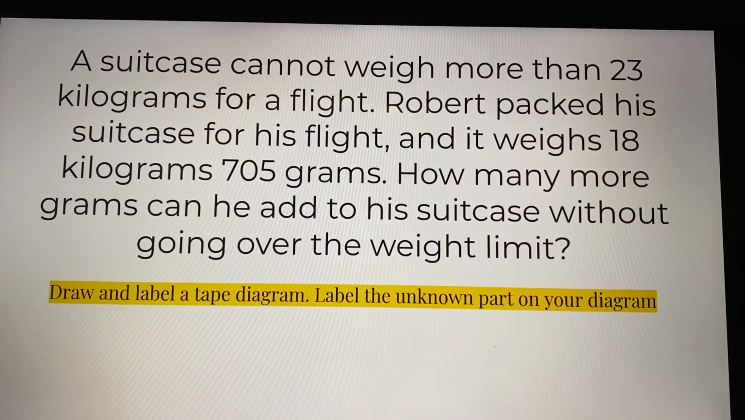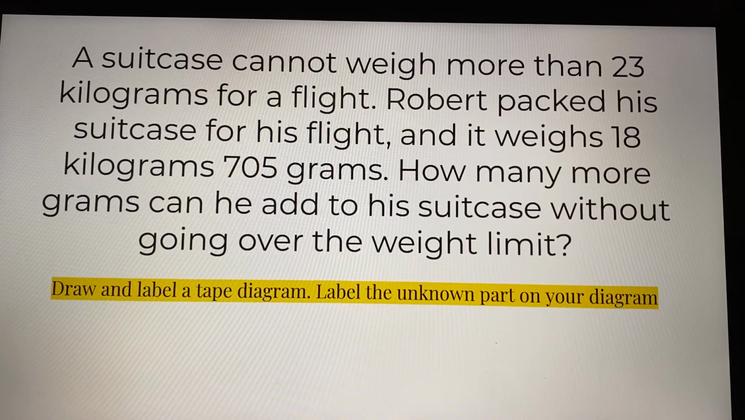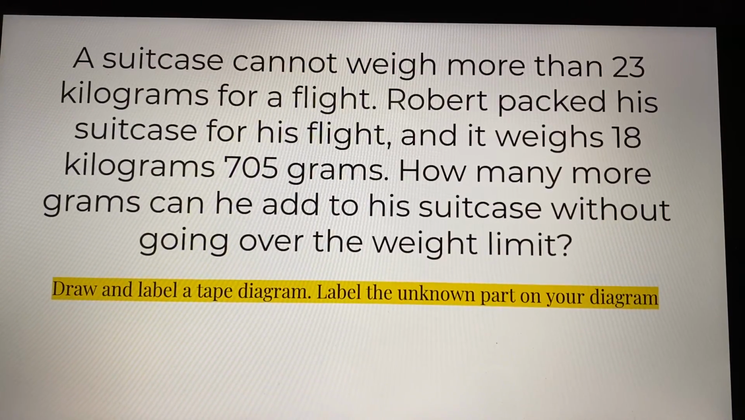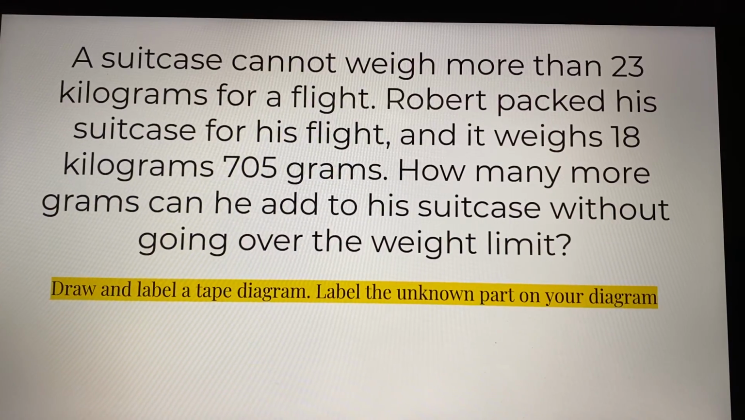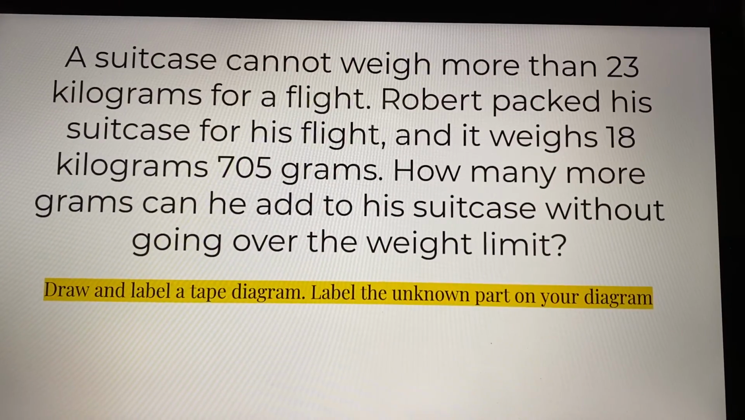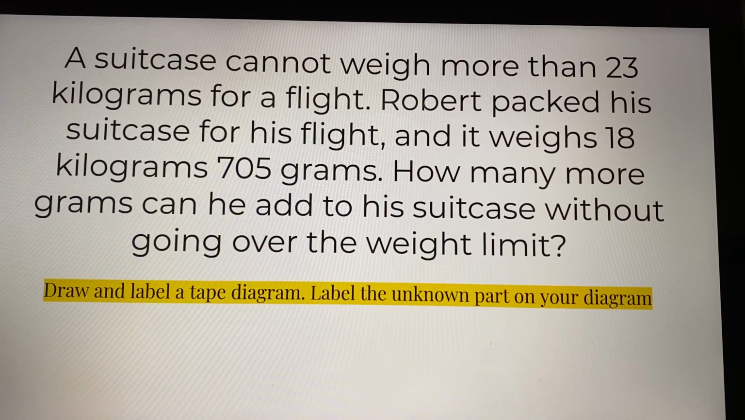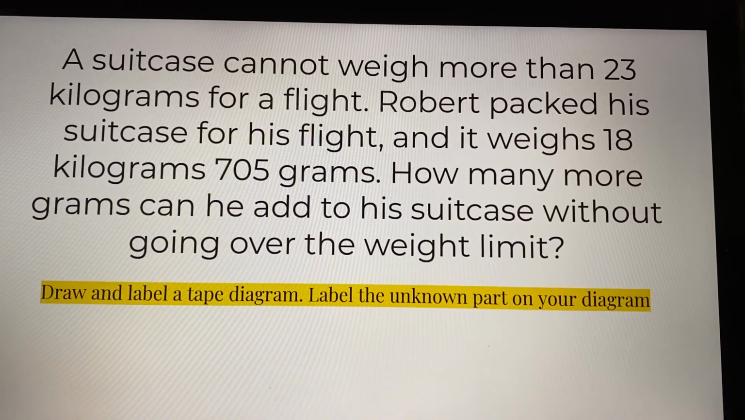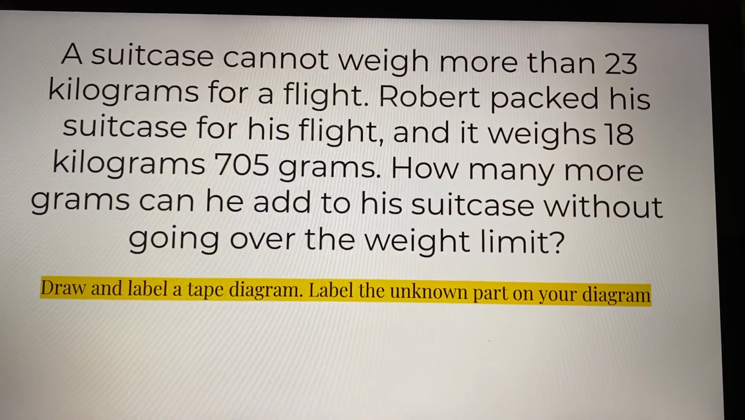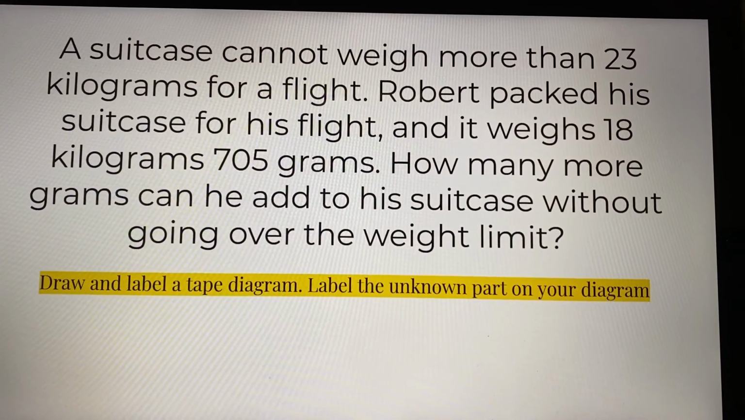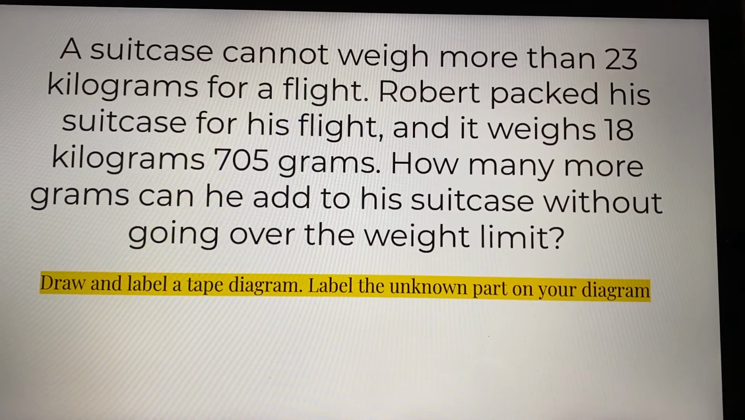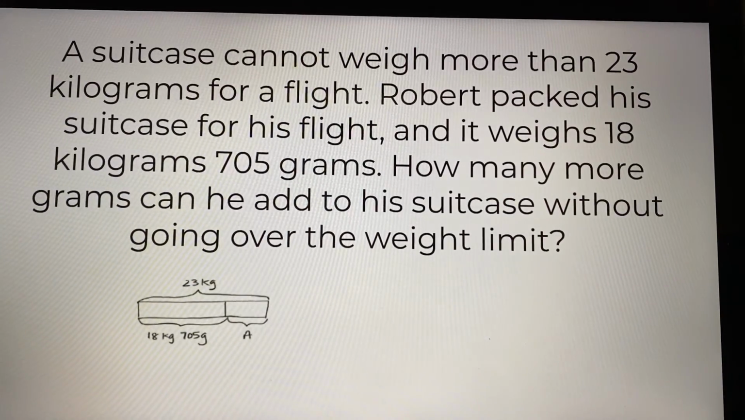All right, here's a word problem for you. A suitcase cannot weigh more than 23 kilograms for a flight. Robert packed a suitcase for this flight, and it weighs 18 kilograms, 705 grams. How many more grams can he add to his suitcase without going over the weight limit? Oh, that is a real world problem. You can solve this using a tape diagram. And that's what it would look like.